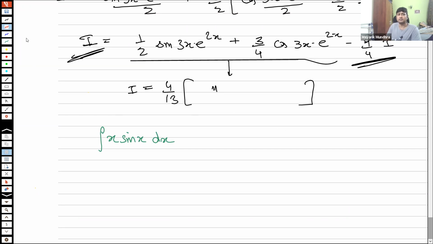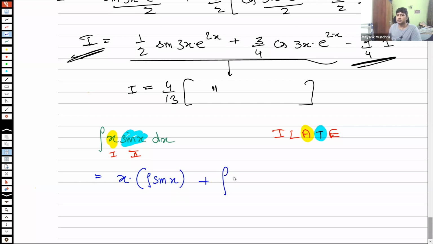So when I do integration of x sin x dx, again use ILATE. X is algebraic, so it goes here. Sin x is trigonometric, so it goes here. So this should be my first function, this is my second function. So first function into integral of second, so integration of sin x, plus integral of differentiation of first term into integral of second.